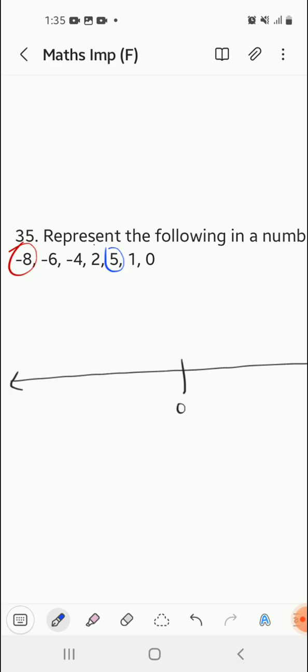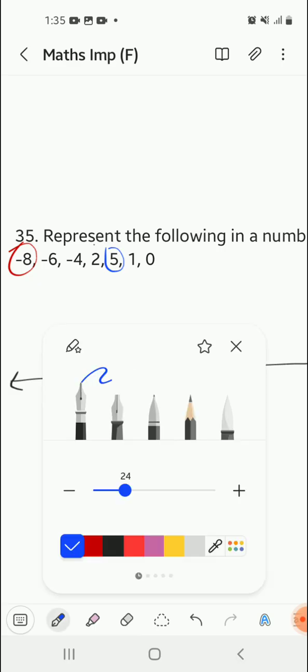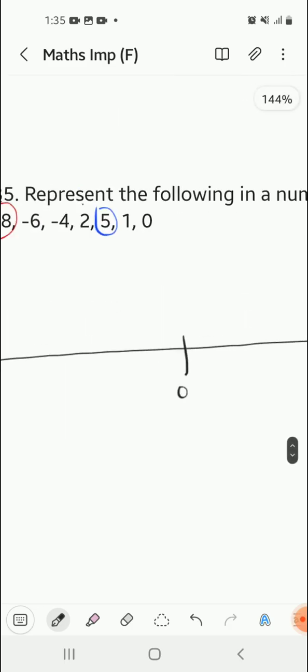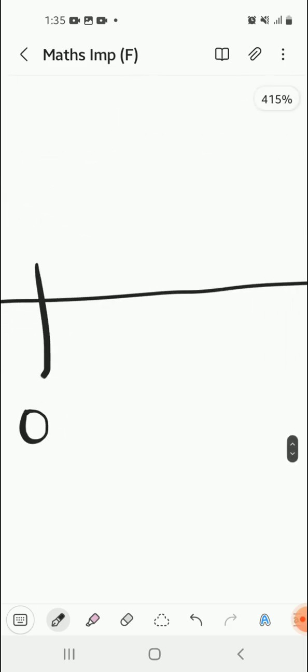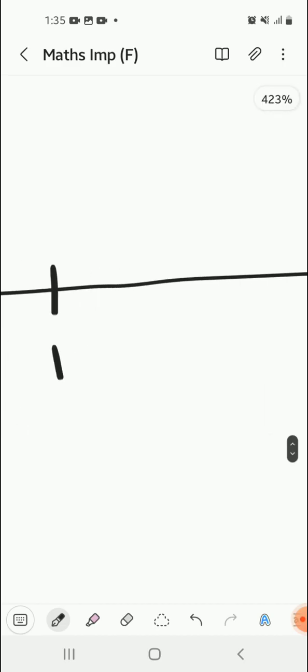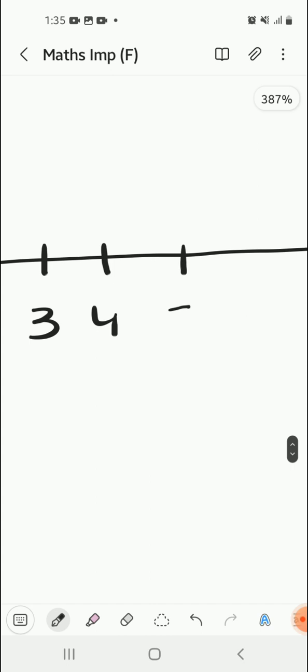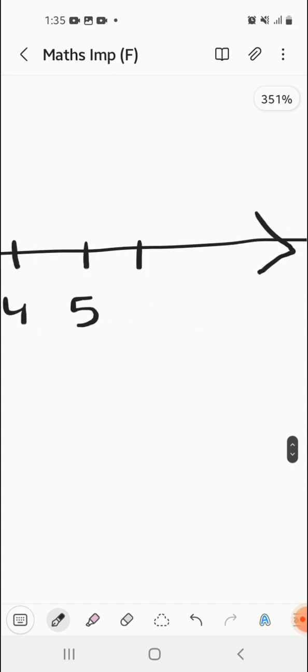I'm saying this because you need to understand how much of the number line you really need to write. Because it's 5 and 8, we will take 10 as the maximum. To the right of the 0 we will put all the positive numbers, that is 1, 2, 3, and we will maintain equal gaps more or less, 5, 6, 7.